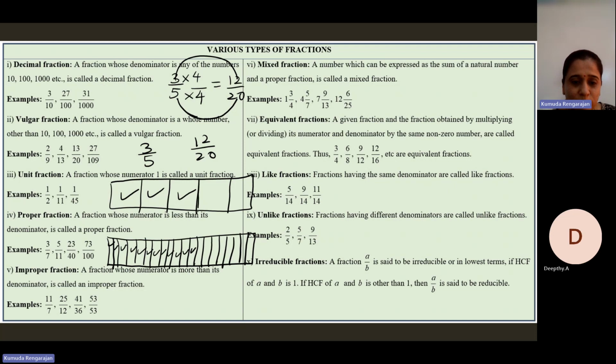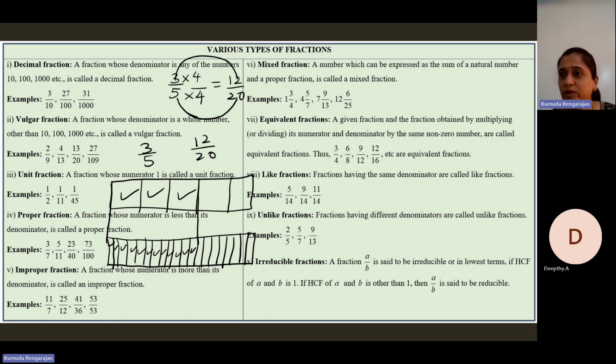Can you see that the size is almost the same as this one? I made a rough sketch, but you can see the portion you get is the same. That's why we say they're equivalent fractions. Dividing a toffee into 5 equal parts and taking 3 parts out of 5 is the same as dividing the same toffee into 20 equal parts and taking 12 parts out of it. The size of the chocolate is going to be the same. 3 by 5 and 12 by 20 are equivalent fractions.